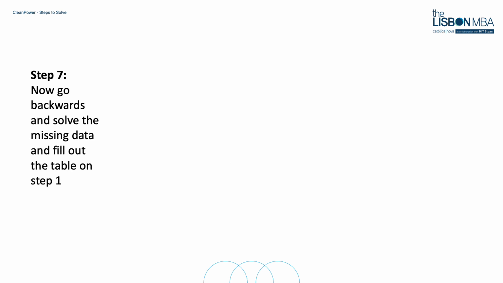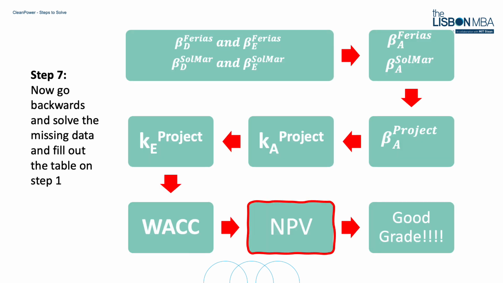And like this, we get to the final step, in which we go backwards and solve all the formulas with the missing data. Basically, with the beta of debt and equity of both Ferias and Solmar, we can get to the beta of the assets of Ferias and Solmar. Using these two, we get to the beta of the assets of the project, then the cost of assets of the project, then the cost of equity of the project. With that in hand, we get to the weighted average cost of capital. We calculate the NPV using the cash flows and the weighted average cost of capital. And finally, we get the results right and we get a good grade. This is the ultimate goal of this exercise.